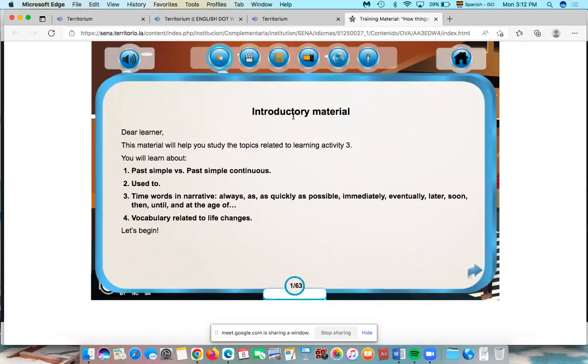We have this one on the introduction. So Introductory material. Dear learner, this material will help you study the topics related to learning activity 3. You will learn about, number 1, past simple versus past simple continuous. Number 2, used to. Well, you can see here the topics that we're going to learn about, right? So, we're going to see some examples where you can notice the differences and this expression used to, combined with certain expressions. Good.